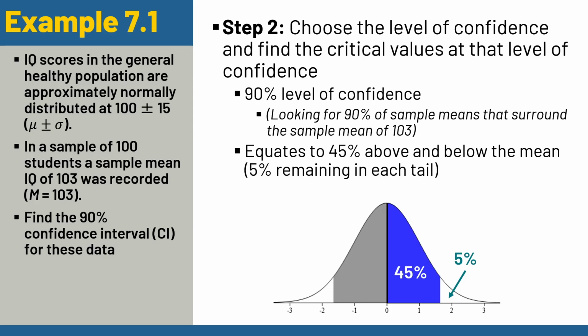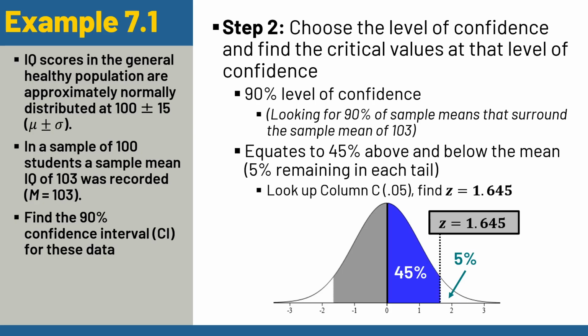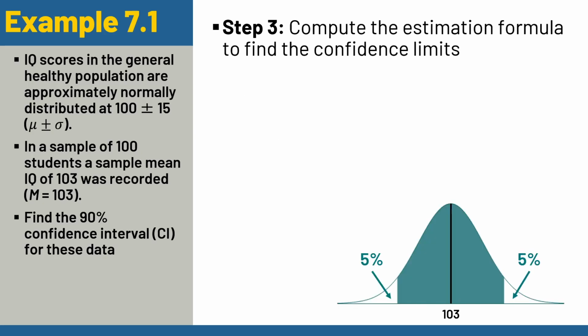Yeah, and so this one directly relates to the previous example of how we use the z-table when we're using confidence intervals. And so we'll look up column C in our table for 0.05 or 5%, and we'll find a z of 1.645. Okay, so that's the first little bit here. So now step 3, compute the estimation formula to find the confidence limits. You'll find that the estimation formula is M plus or minus z times standard error.